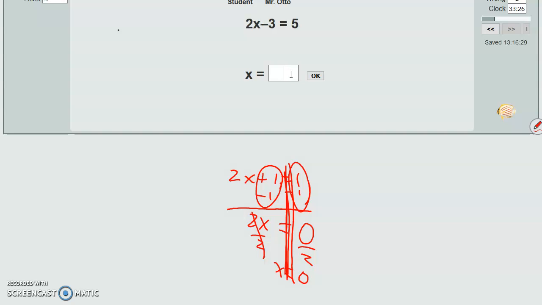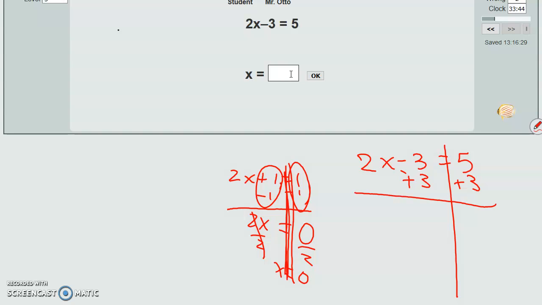And let's try one more while I'm here. 2x minus 3 equals 5. And remember the equal sign is down the middle. So I'm going to do the opposite of minus 3, which is plus 3 on both sides of the line. And then my 2x comes down. The negative 3 and 3, they go away.